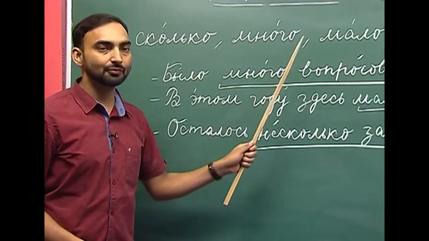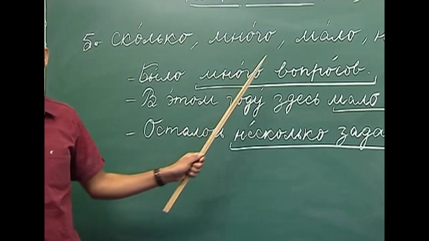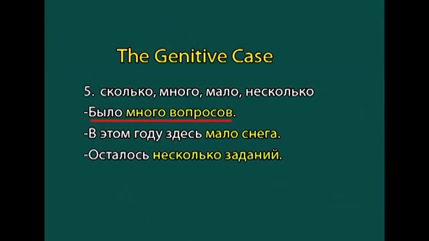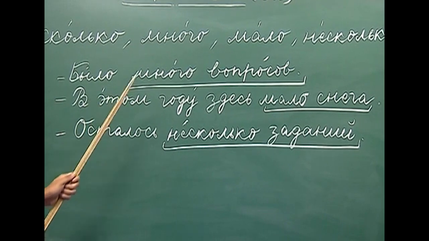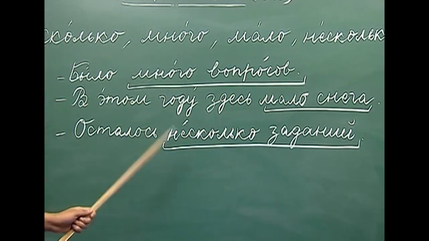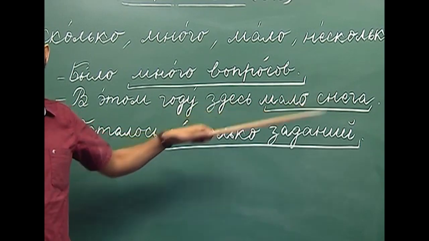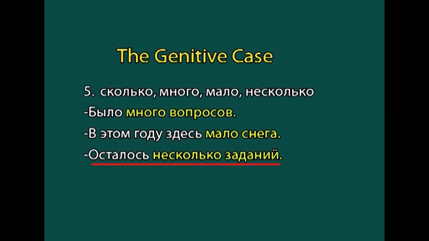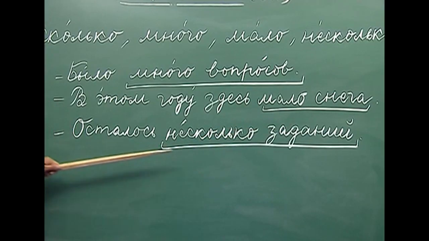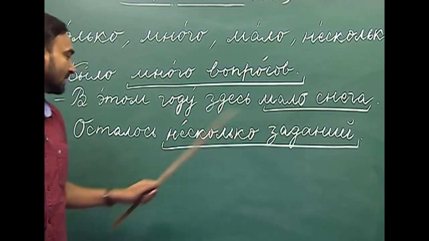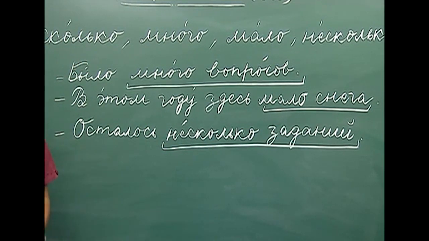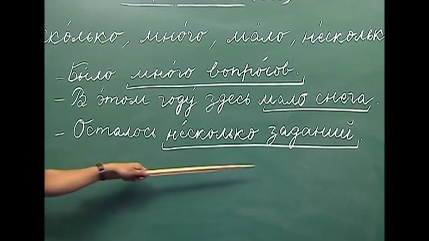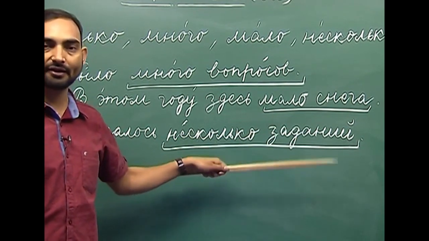Было много вопросов. So, there were many questions. В этом году здесь мало снега. So, this year there is less snow here. Снег is snow. Осталось несколько заданий. Остаться is left. So, there are several exercises or tasks left.